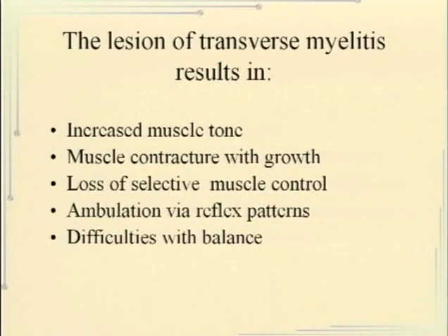Lesions in transverse myelitis result in, as you all know, increased muscle tone. If those muscles aren't stretched out, you can have muscle contractures that occur during growth or just with inactivity. Loss of selective muscle control. You can have ambulation via reflex patterns and balance difficulties.